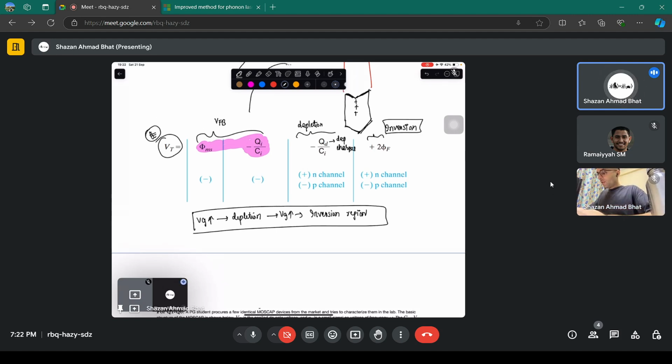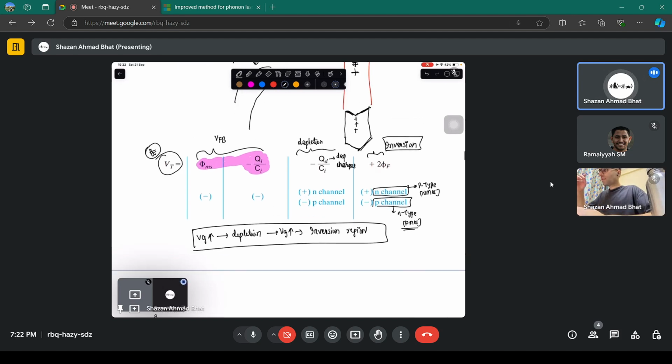Okay, and the corresponding positive and negative have been shown for N channel and P channel. N channel means the substrate is P type, that means NMOS. P channel means the substrate is N type, that means PMOS. Channel means that electron inversion layer; whichever charges that inversion layer contains is denoted by what is called the channel. This channel concept you will see more in MOSFET. Whatever charges the inversion charges have, that is the charge of the channel.